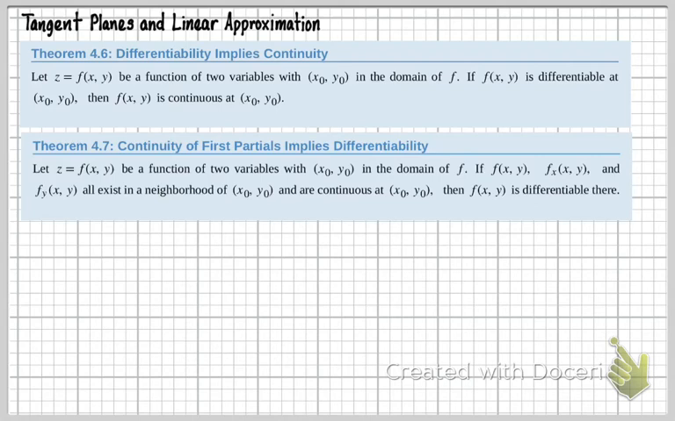Or if I ask you about differentiability, if you can take the first partial derivatives and they're continuous, and they all exist in the neighborhood, then we can say it's differentiable. And sometimes that's a lot easier to do than to actually differentiate a function to see if the derivative exists. So that's why I'm bringing these two theorems up.